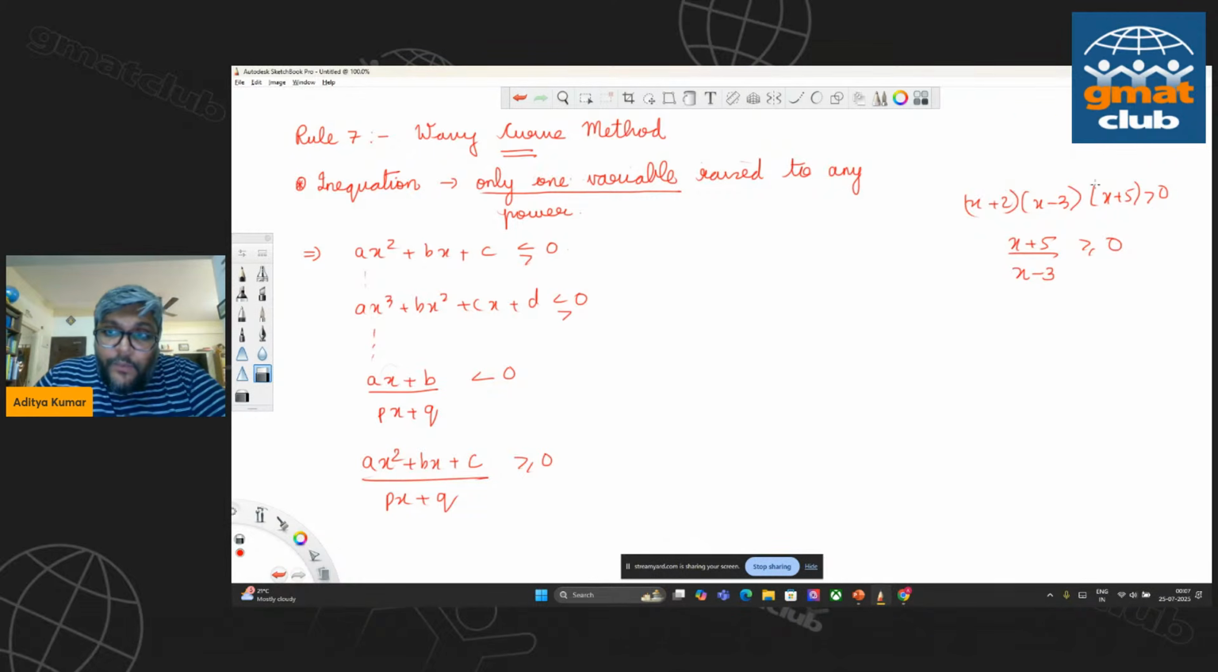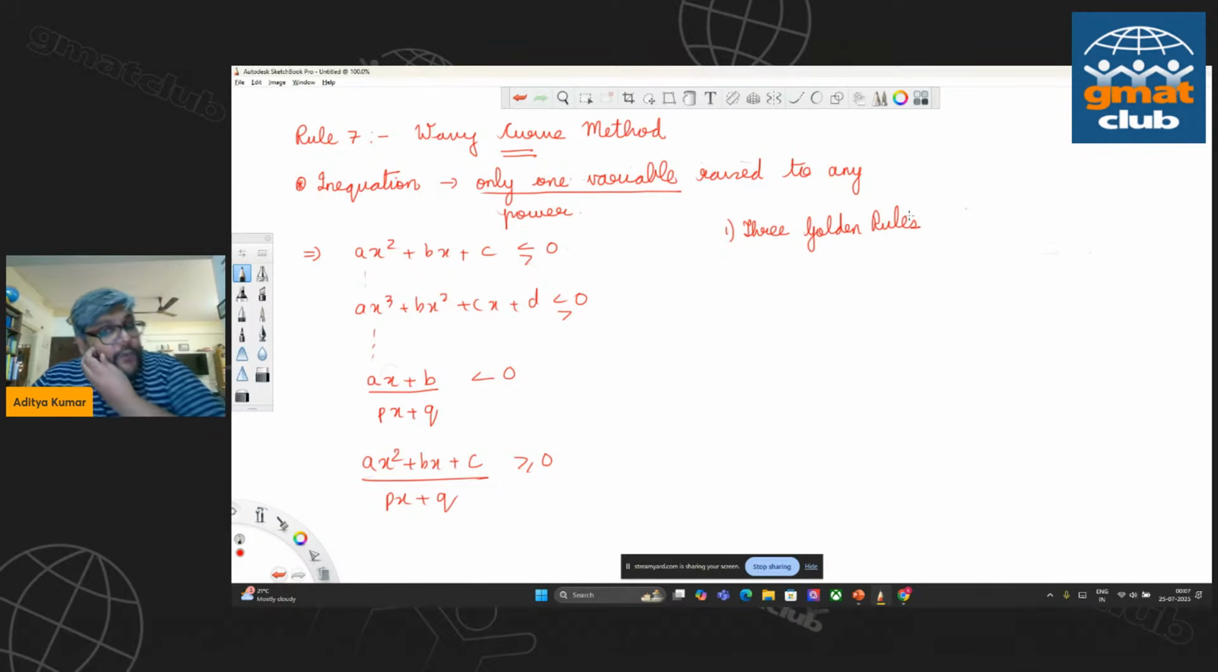So how do you use it? What do you do? There are two guidelines that you have to keep in mind. The first of the guidelines: you have to ensure that you set up the equation using the three golden rules. That means you have to keep the right hand side 0. You pull everything to the left hand side. You factorize the left hand side into a product or a division of values, and you factor out even powered terms wherever possible. The three golden rules have to be used here also to set things up.